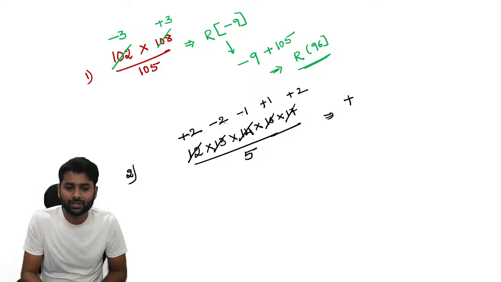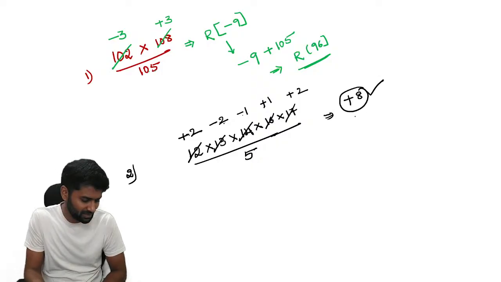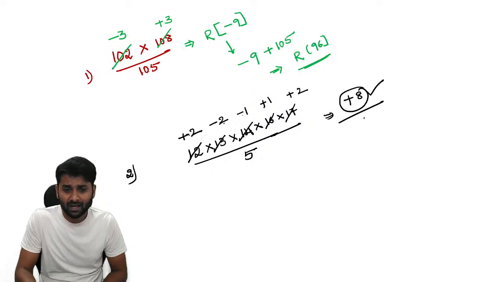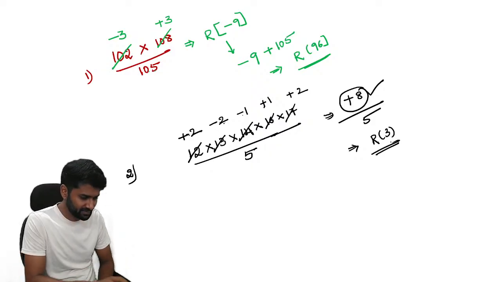Now, finally, 2 into 2 is 4, 4 into 1 is 4, 4 into 1 is 4, and 4 into 2 is 8. So 8 is not at all a remainder. I clearly mentioned that any remainder is always less than the divisor. Now, if 8 is divided by 5, then the final remainder becomes 3 itself. Is it clear?